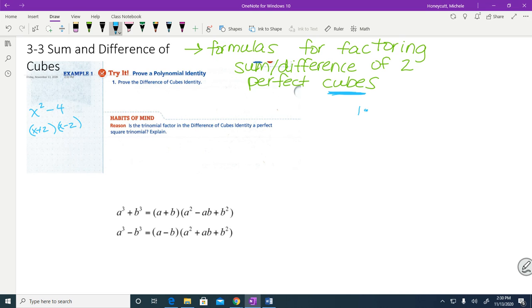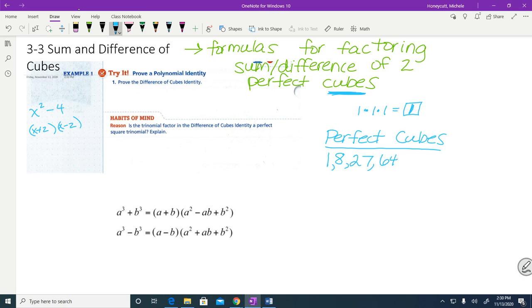Perfect cubes are things that get multiplied by themselves 3 times, and the result is the perfect cube. So let's make a list of perfect cubes so you can recognize them, and then we'll get started into factoring. 1 cubed is 1. 2 times 2 times 2 is 8. 3 times 3 times 3 is 27. 4 times 4 times 4 is, I believe, 64, but I'm double checking. 4 to the third is 64, yes.